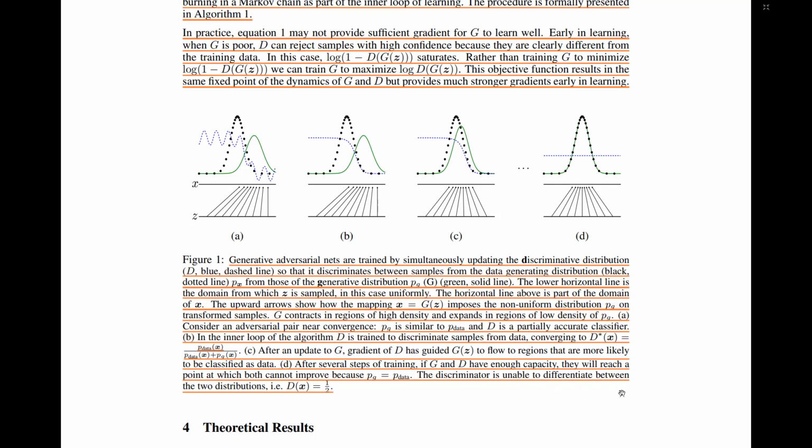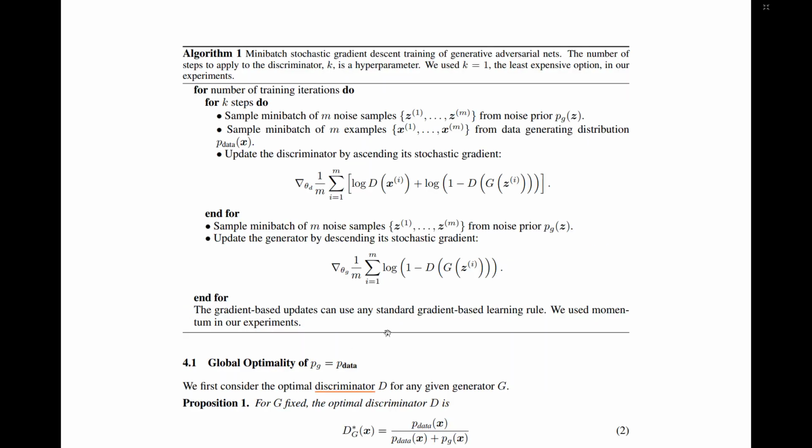Now the discriminator is unable to differentiate between the two distributions, so we have D(x) equals a half, whether the x is from the distribution PG or distribution P data. So right here we have the algorithm. We select many batches of M noise, many batches of M examples. We update the discriminator by ascending stochastic gradient, since we're maximizing the loss, and then we do this for k steps.